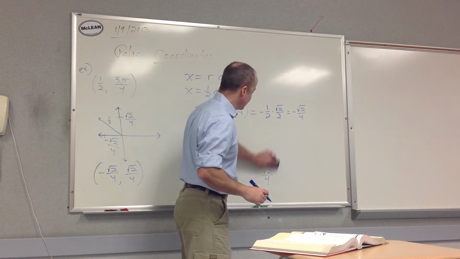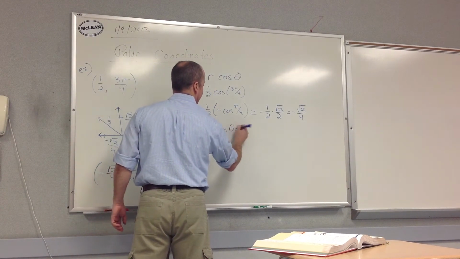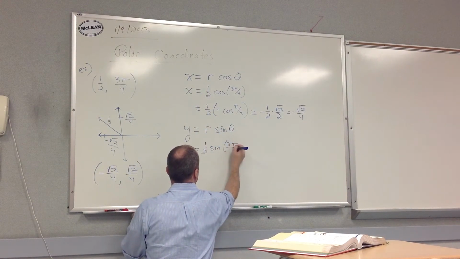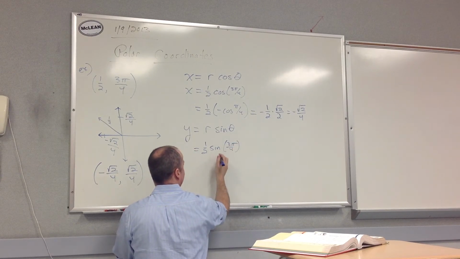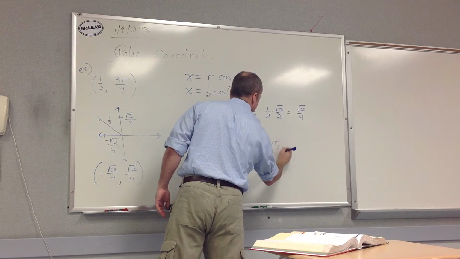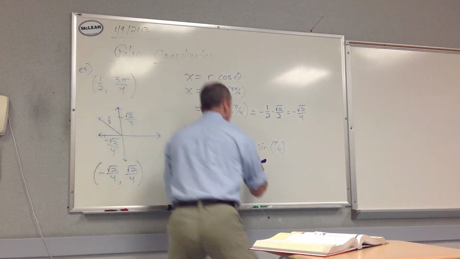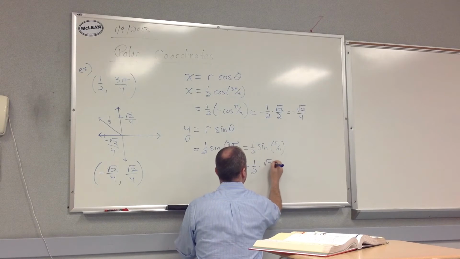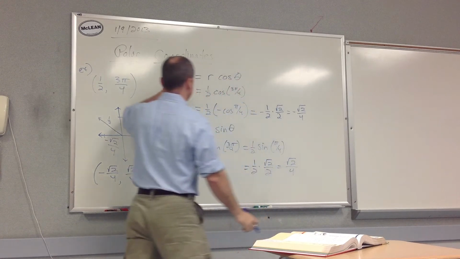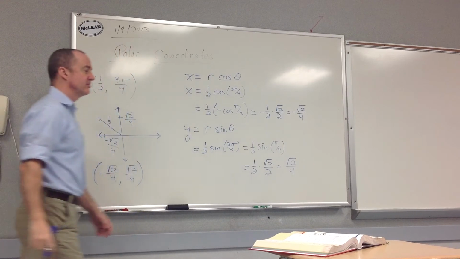Also, if you use the conversion formulas, y is r sine theta. So that's 1/2 sine of 3 pi over 4. Sine of 3 pi over 4 is exactly the same as the sine of pi over 4. It's a 45-degree reference angle in quadrant 2, where the sine is also positive. So this is 1/2 times root 2 over 2, or positive root 2 over 4. And this gets you your x coordinate and your y coordinate using the formulas.